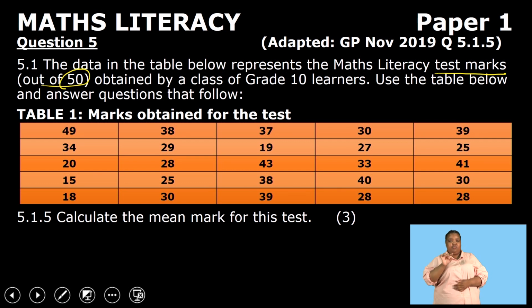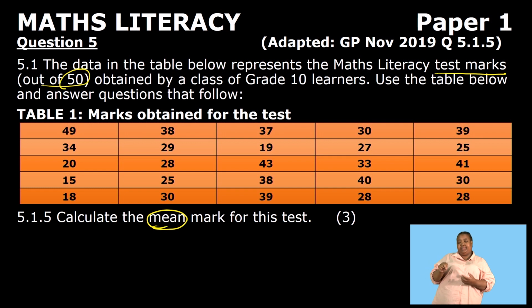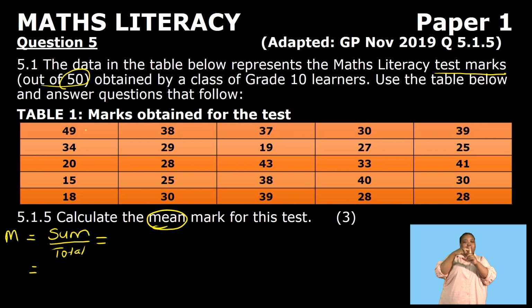Question 5.1.5, it says calculate the mean mark for this test. So the mean is the same as the average. So meaning when you calculate the mean, what you do, you are going to have the sum being divided by the total number of values. So now let us look at the sum of all these values. We are going to add all the values starting from the first learner up to the last learner.